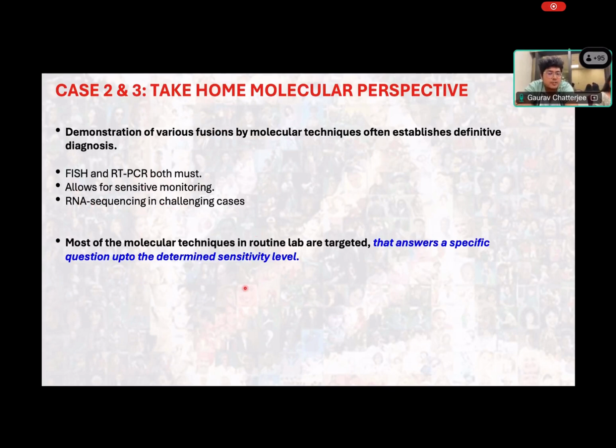And from this, we get a bigger point also, which is that most of the molecular techniques in a routine lab are targeted. We do not usually do whole exome or whole genome type of stuff. So we are only looking at very targeted regions. Therefore, the answer is not simply negative. The answer is negative in a particular context.